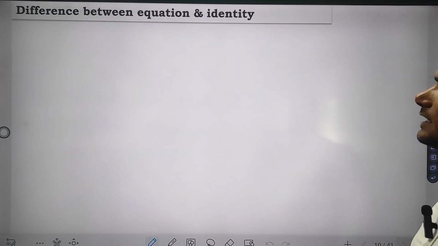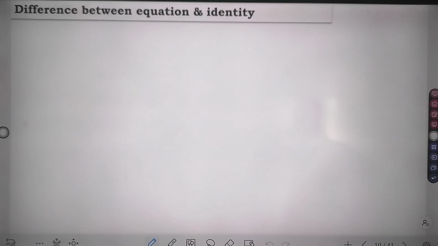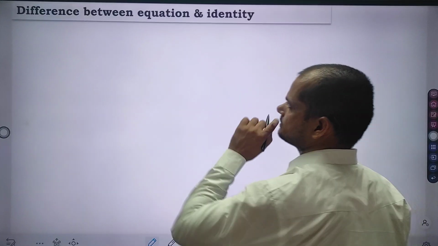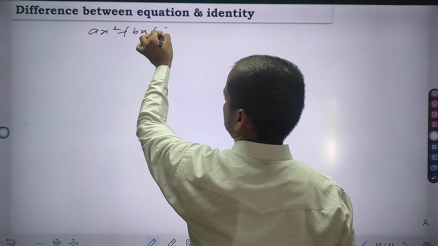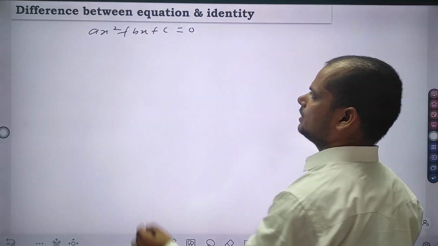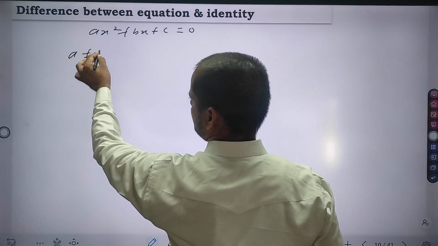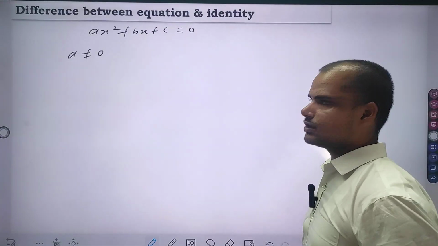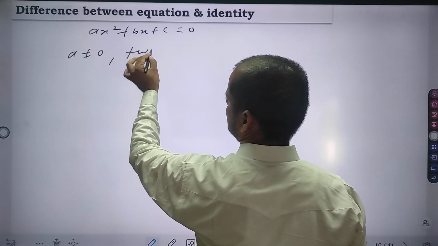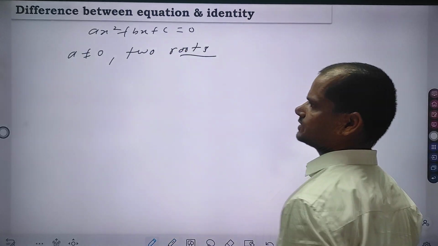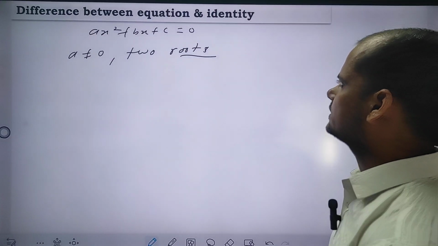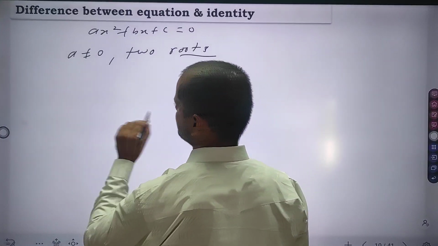Now let's see the difference between an equation and an identity. Let's see the general form of the quadratic equation, ax square plus bx plus c equal to 0, where a is not equal to 0. If a is not equal to 0, then there will be two roots. There will be two roots of this quadratic equation. It may be real or it may be imaginary.